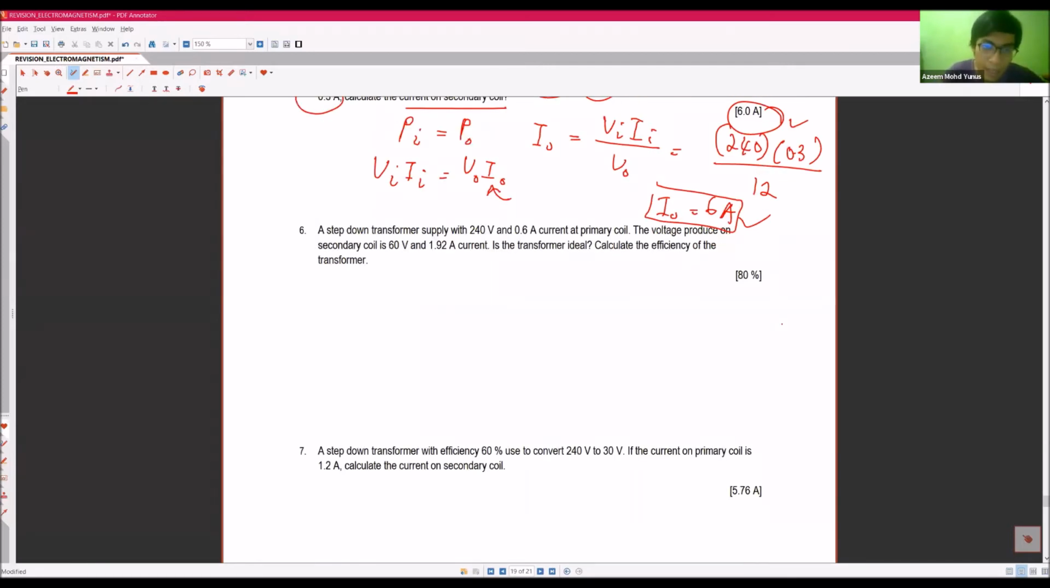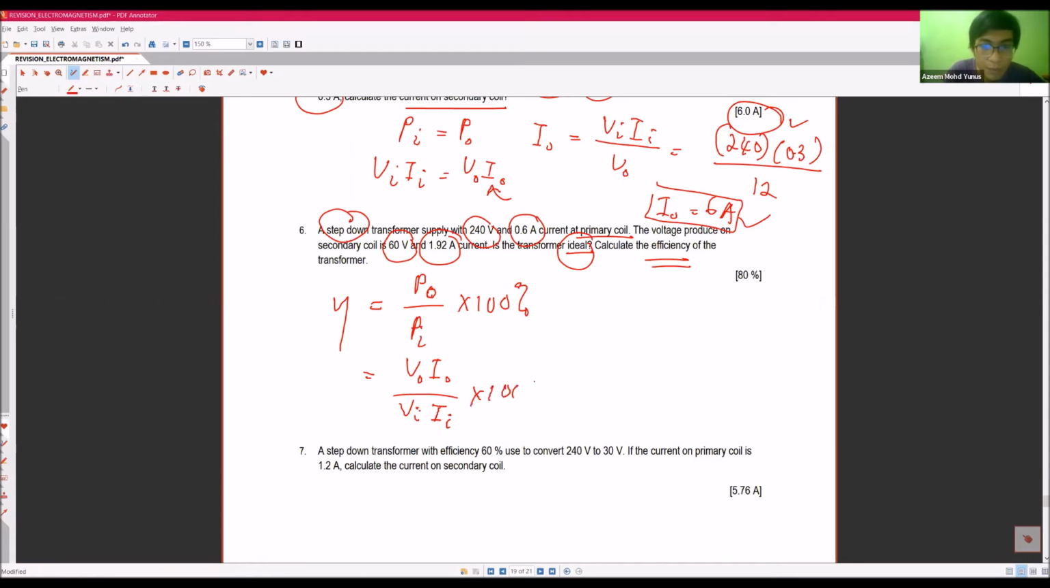Number 6, a step down transformer is supplied 240 volts, 0.6 ampere at the primary coil. The voltage produced at the secondary coil is 60 volts, 1.92 ampere. Is this transformer ideal? So we need to calculate the efficiency. Efficiency is power output over power input times 100%. So V output I output over V input I input, times 100%.